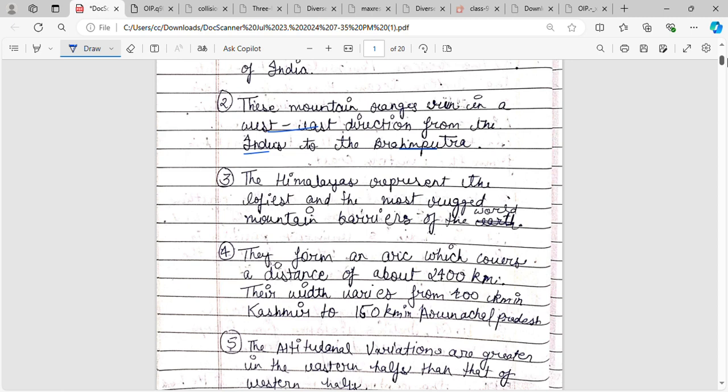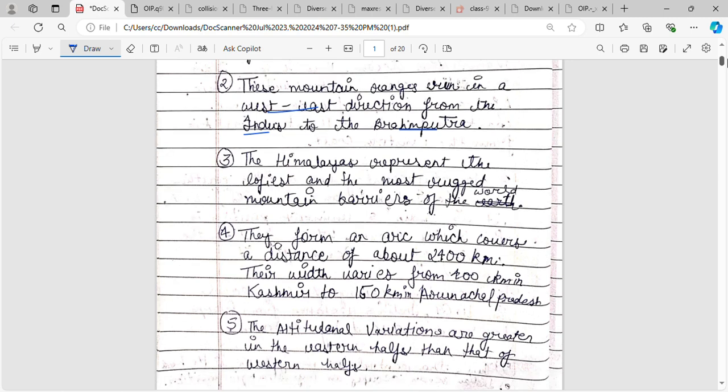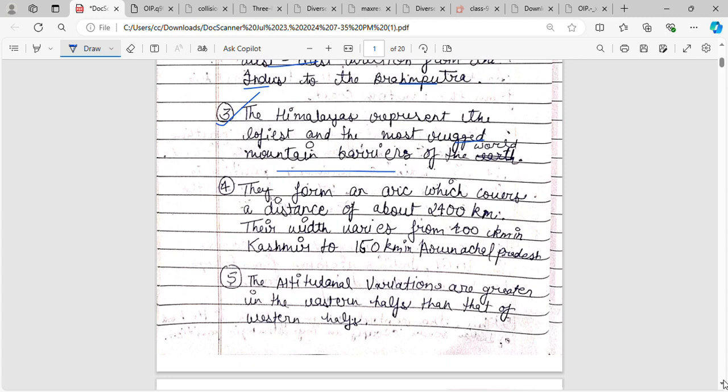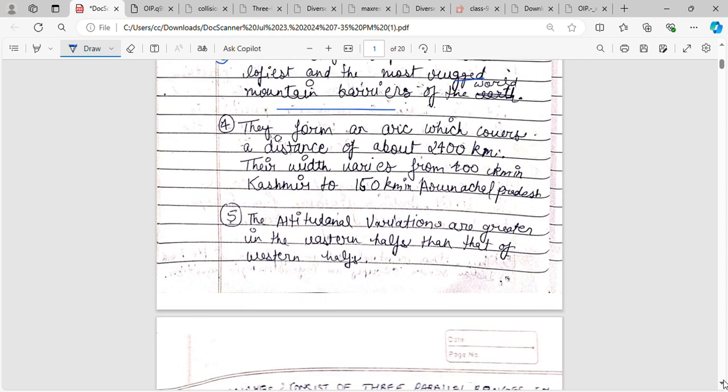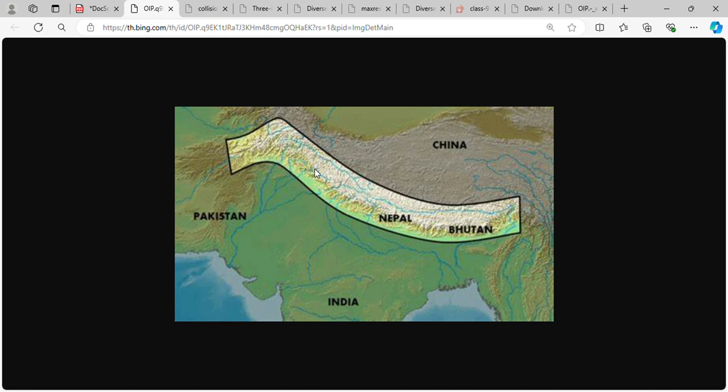Now the next point: the Himalayas represent the loftiest and the most rugged mountain barriers of the world. Among all the other mountain ranges of the world, these Himalayas are the most rugged mountain barriers. They form an arc which covers a distance of 2400 kilometers. You can see they form a kind of arc, and the length of the Himalayas extends over 2400 kilometers.